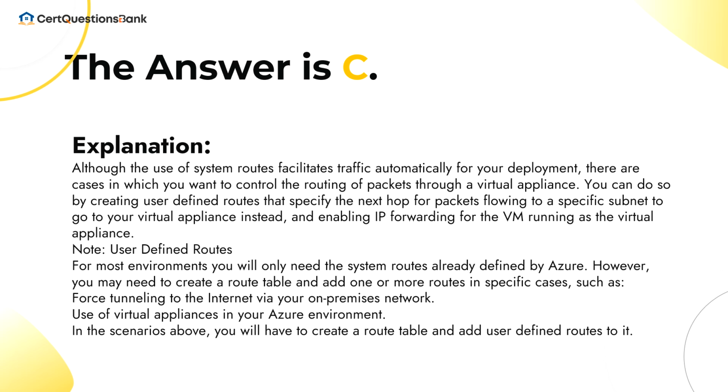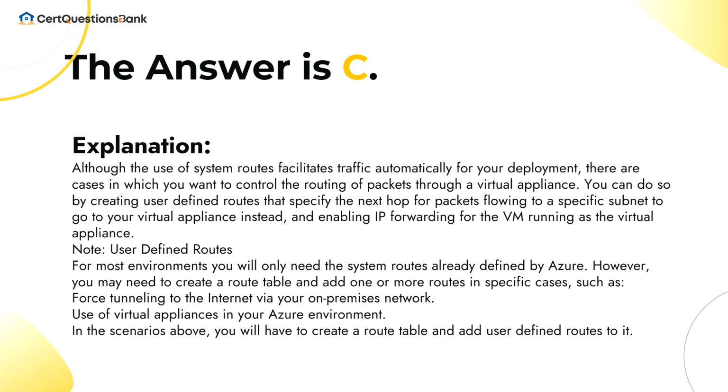Although the use of system routes facilitates traffic automatically for your deployment, there are cases in which you want to control the routing of packets through a virtual appliance. You can do so by creating user-defined routes that specify the next hop for packets flowing to a specific subnet to go to your virtual appliance instead, and enabling IP forwarding for the VM running as the virtual appliance.